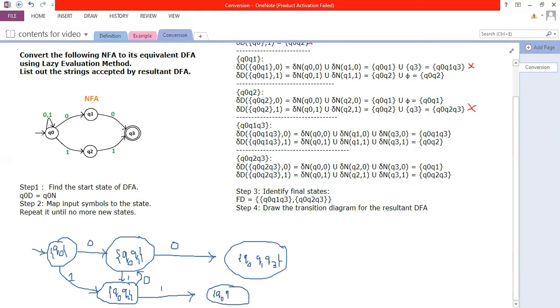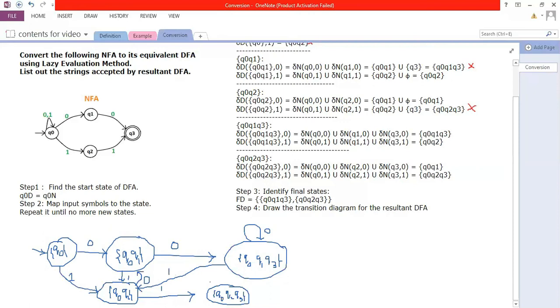So it is Q naught Q2 and Q3. Now check out the transitions for Q naught Q1 Q3 with 0. Q naught Q1 Q3 with 0 is Q naught Q1 Q3 itself. It is a self loop. Q naught Q1 Q3 with 1 is Q naught Q2. It is 1.